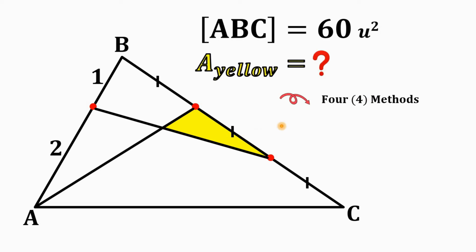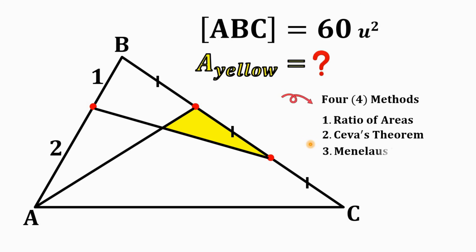So the first method is by using ratio of areas. The second is by using the Ceva's theorem and, of course, the ratio of areas. And the third one, Menelaus theorem with ratio of areas. And the fourth solution, an effortless solution using mass point geometry. Let's begin with our first solution using ratio of areas.